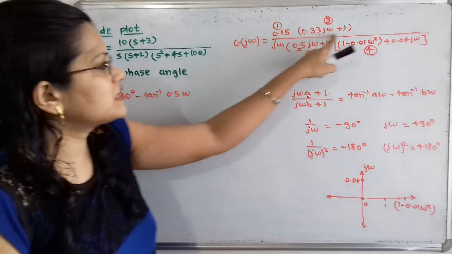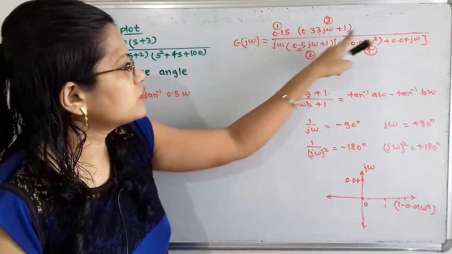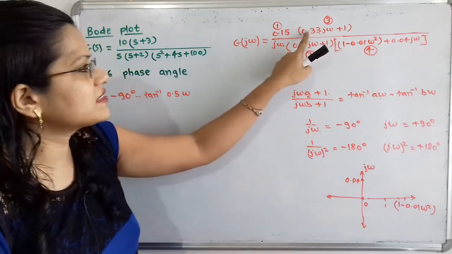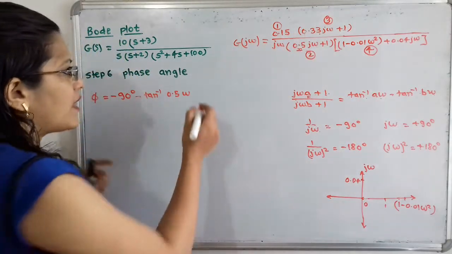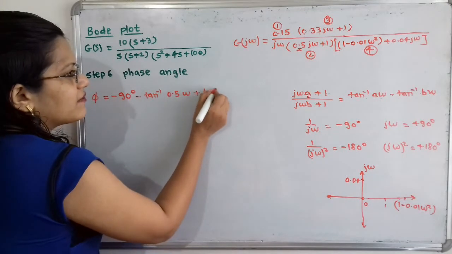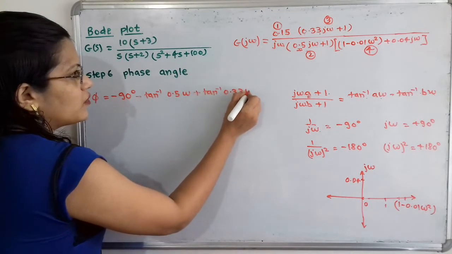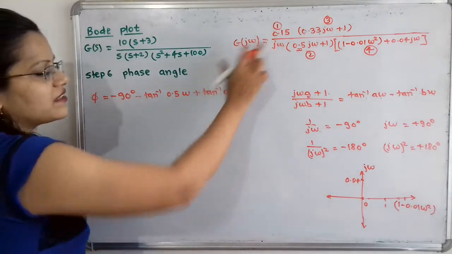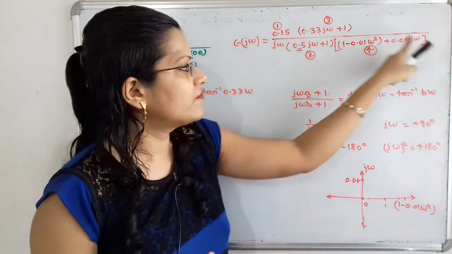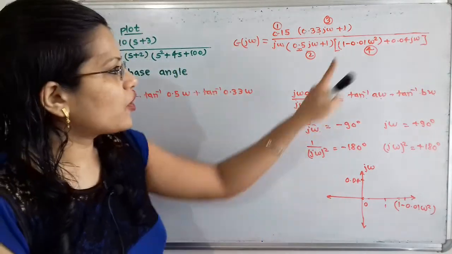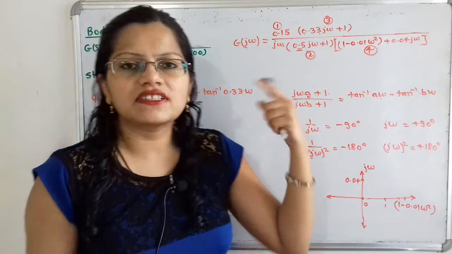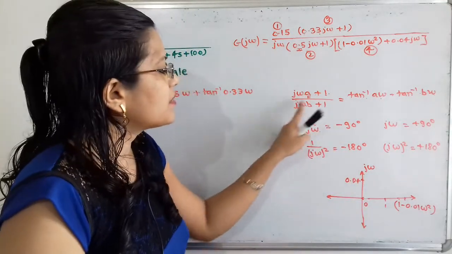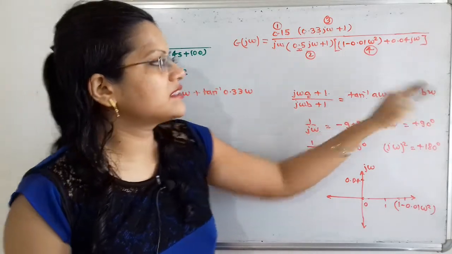Then the third term, which is in the numerator. For a numerator term we know it is plus tan inverse of a omega, where a is nothing but 0.33. So I write plus tan inverse of 0.33 omega. So the angles for these three terms are completed. Now here is the fourth angle. This fourth term is in the denominator, so again we use the minus sign. Whenever the term is in the denominator, we use minus tan inverse.